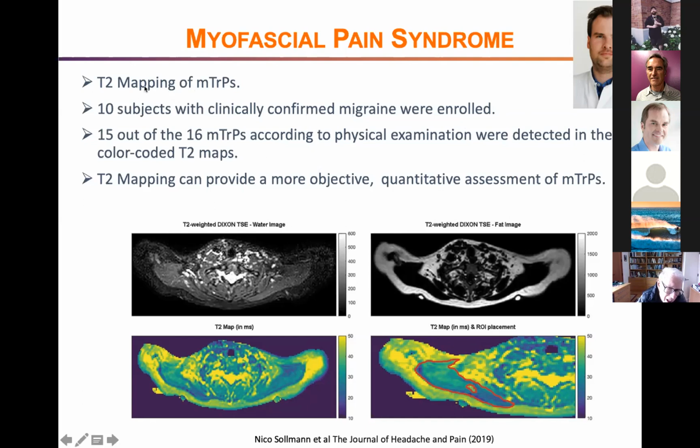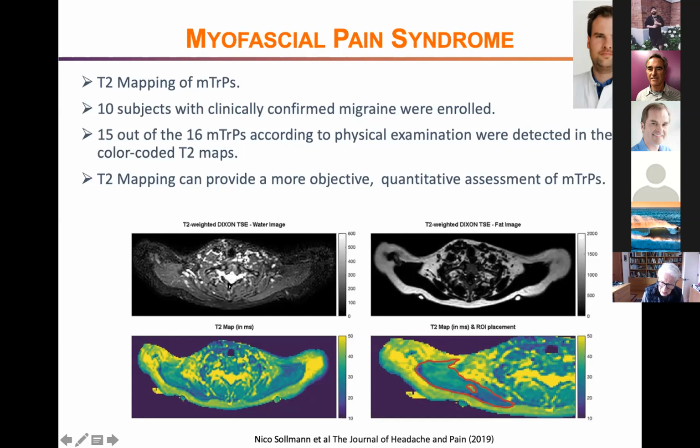So what Nico did in this study, he applied T2 mapping of myofascial trigger points in 10 subjects with clinically confirmed migraine. And in the study, he found 15 out of the 16 trigger points, according to physical examination, were detected in the color-coded T2 maps. So T2 mapping might provide a more objective quantitative assessment of trigger points.